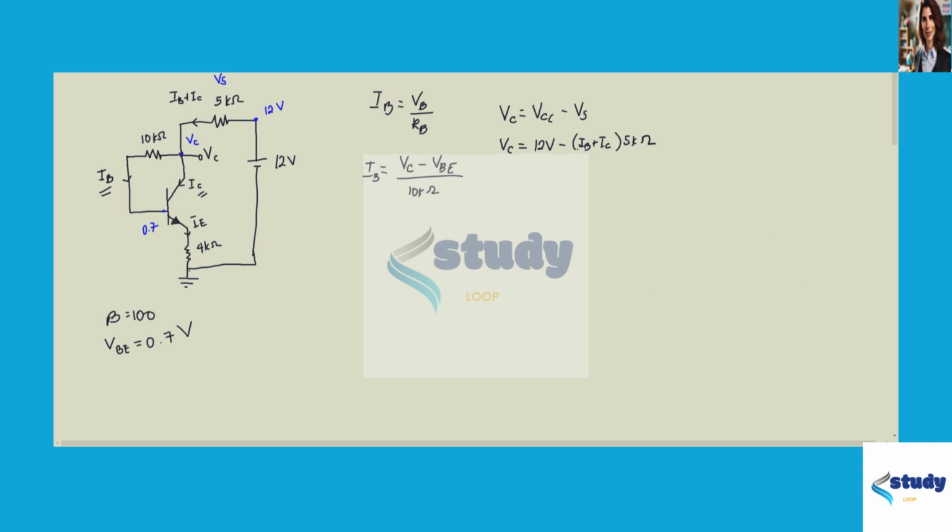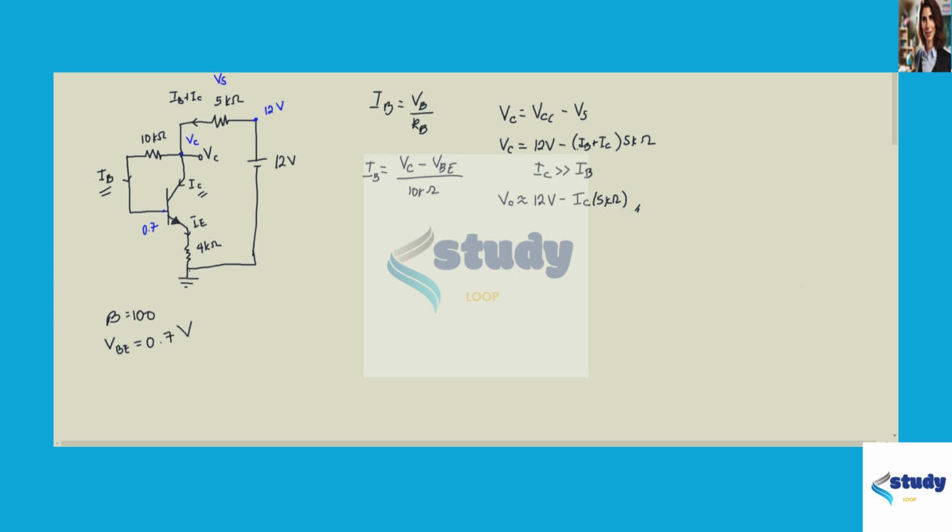But we'll have to put an assumption here to simplify the problem, and that assumption would be IC is much greater than IB, which normally happens in a transistor. If that's the case, we say that the voltage in node C is approximately equal to 12 volts minus just IC times 5 kilo ohms, because IB is so small that we could remove it from the addition term here. Now this is our second equation.